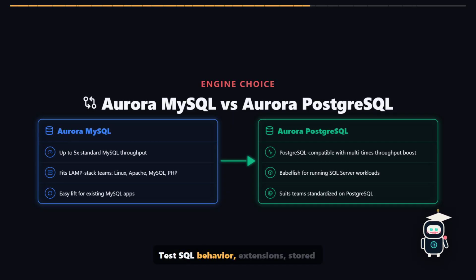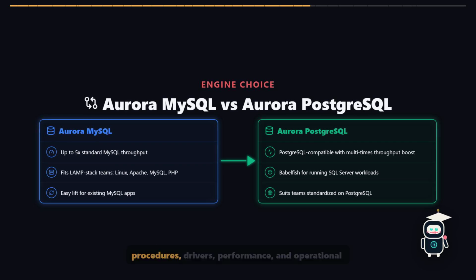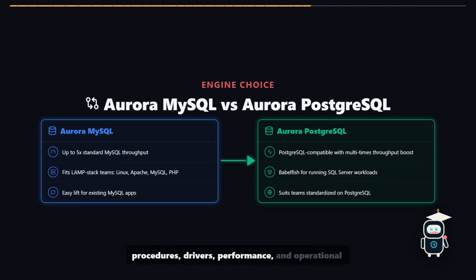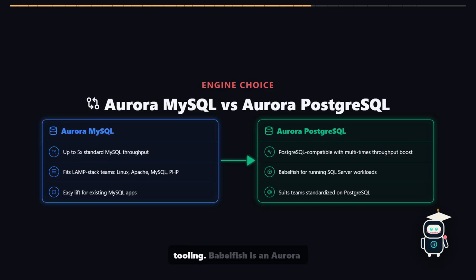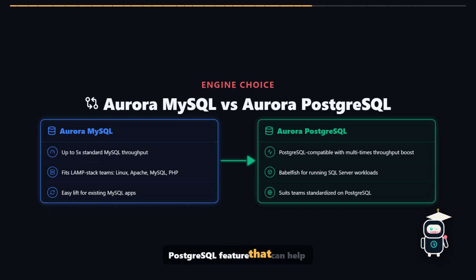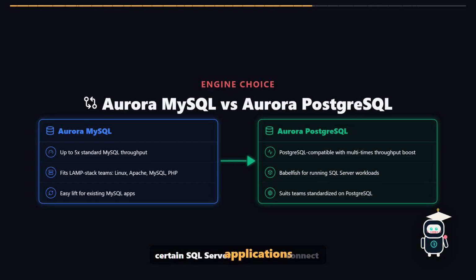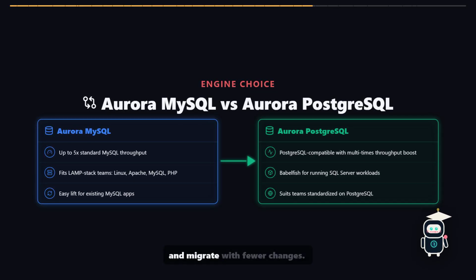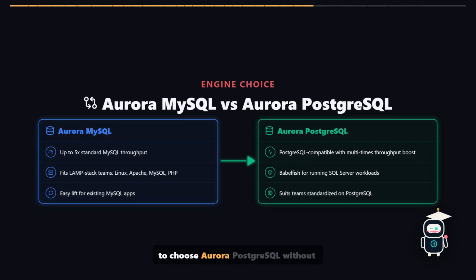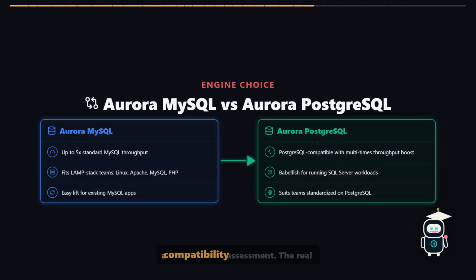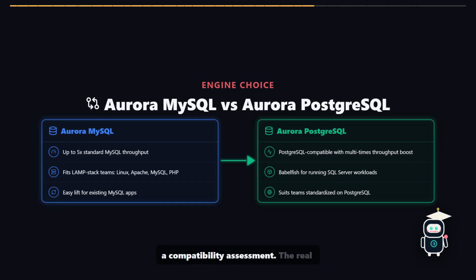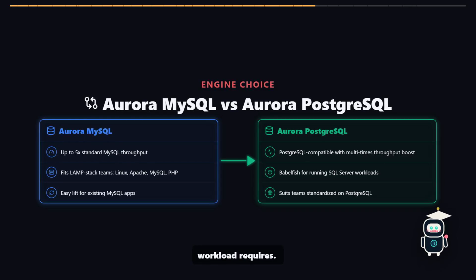Test SQL behavior, extensions, stored procedures, drivers, performance, and operational tooling. Babelfish is an Aurora PostgreSQL feature that can help certain SQL Server applications connect and migrate with fewer changes. It is not a reason to choose Aurora PostgreSQL without a compatibility assessment. The real decision is what the application already expects and what its workload requires.